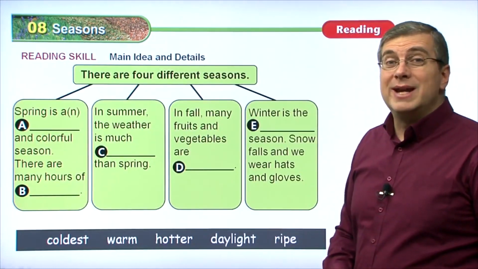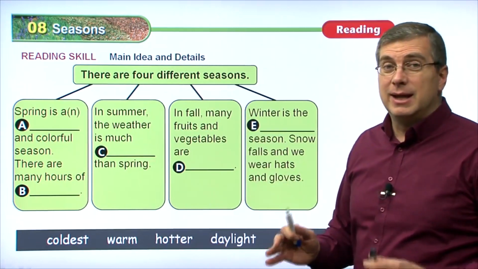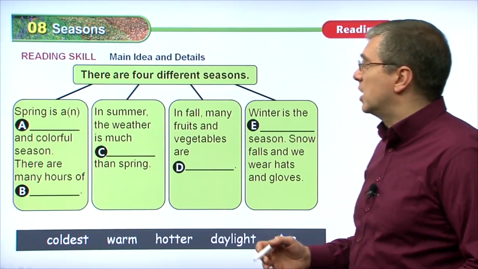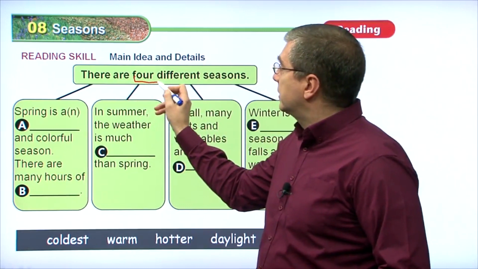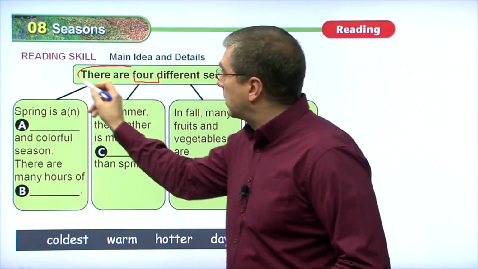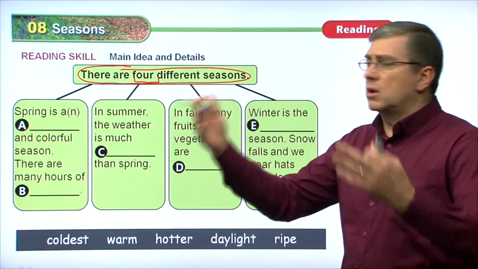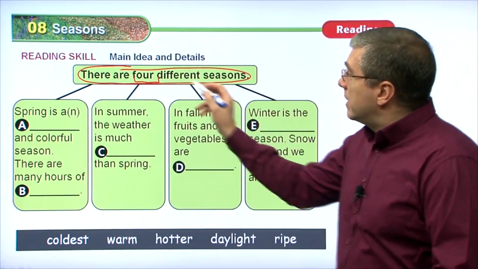Okay, now we've come to our reading skill chart. In our reading skill, we can see we have the main idea and the details. So what is the main idea of this passage? The main idea is this sentence here. There are 4 different seasons. That's our main idea, right? That's like our topic sentence. That's what we're going to talk about in this passage. 4 different seasons. Now, that's our main idea.